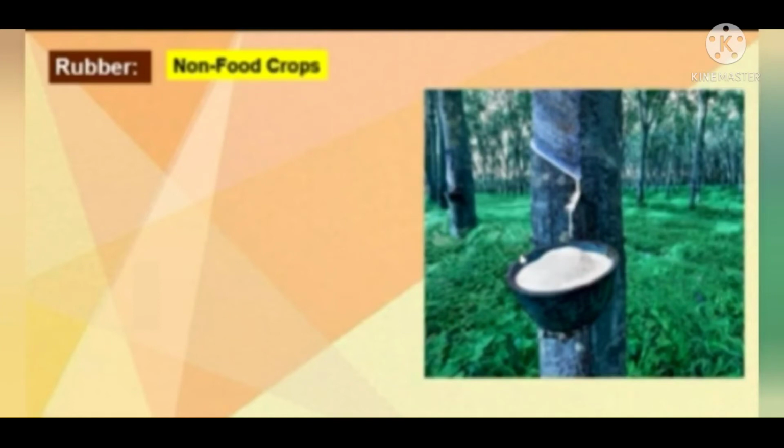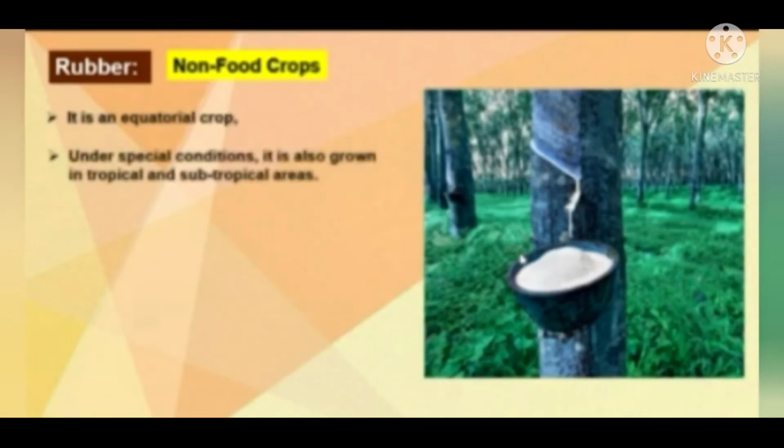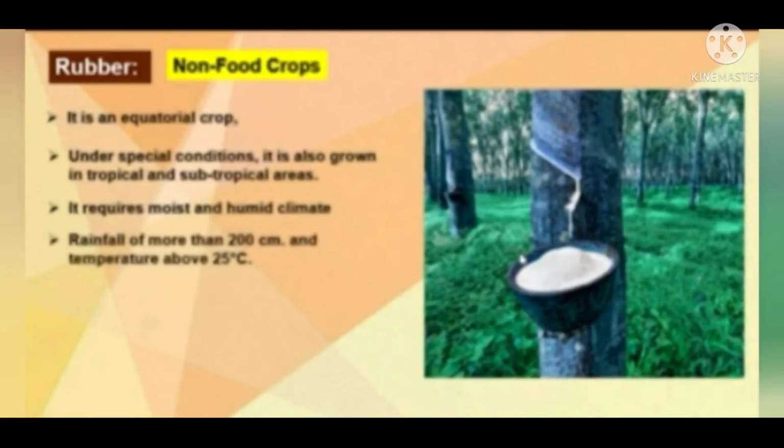So first one, it is an equatorial crop, and Kerala is close to the equator. Southern part of India is close to the equator. Under special conditions, it is also grown in tropical and subtropical areas. So it is being tried out in those areas, but it is not produced on a large scale. It requires mostly moist and humid climate. Again, Kerala is close to the coast, so it fulfills that requirement. Rainfall is more than 200 centimeters and temperature above 25 degrees Celsius.